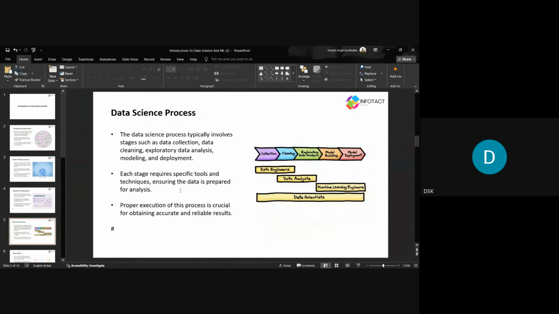Now we'll see the data science process. There are 5 stages of the data science process. You can think of this process like preparing a special dish. You can't just throw everything in a pan and hope for the best. You need to follow specific steps, right? The first step is collection. This is where you gather all the raw ingredients, that is, the data.